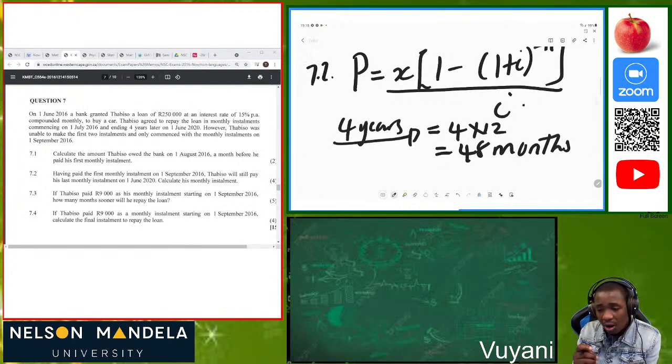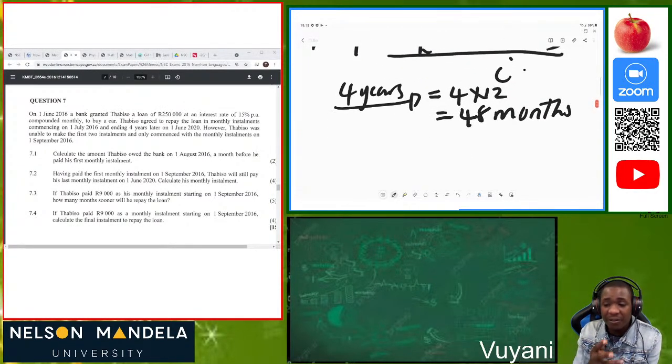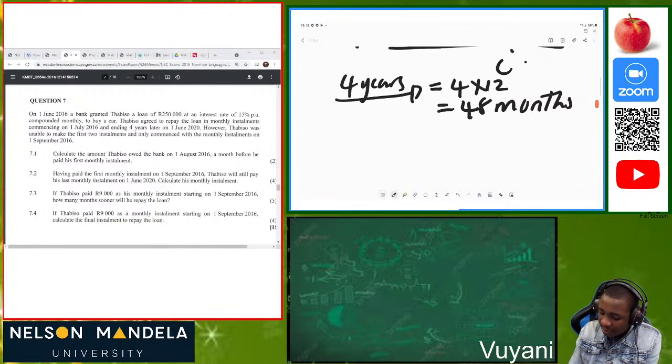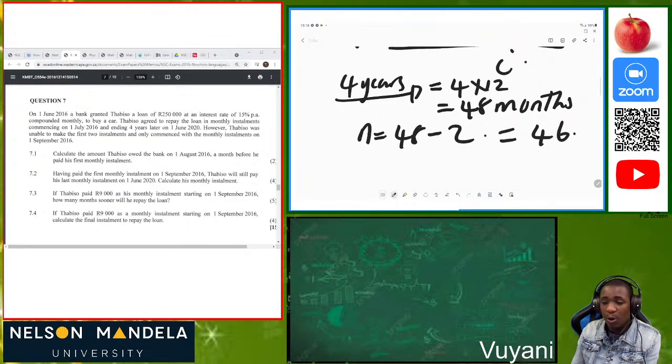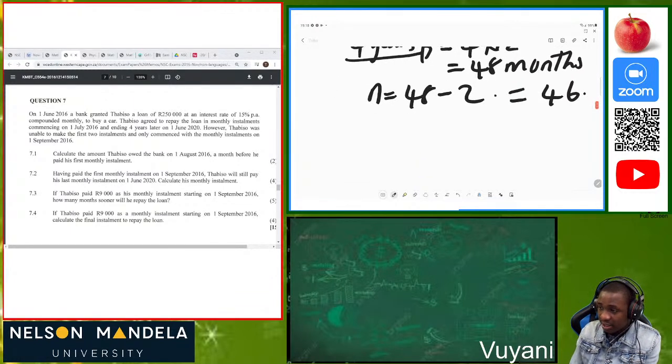But due to him not being able to pay for the first 2 months, we now have to subtract. Your N now must be 48 minus 2. Then you get 46, because he was not able to pay for the first 2 months. All right. So now let's calculate.